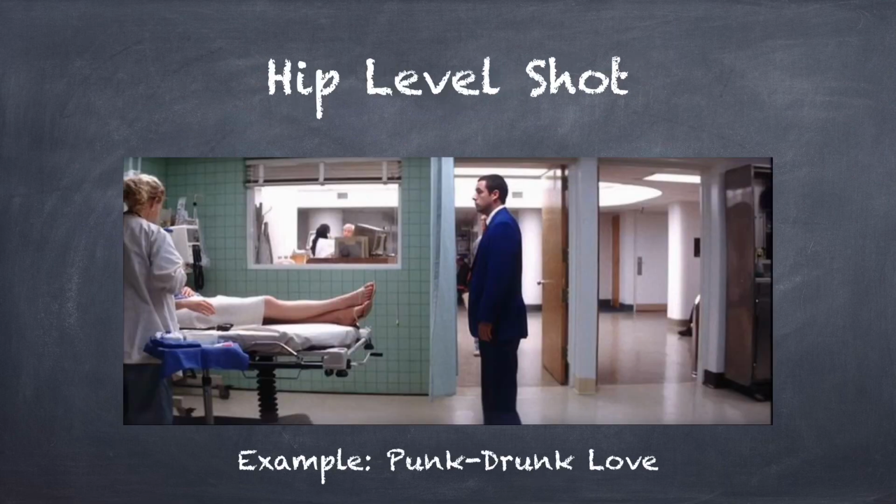A hip level shot is done when the camera films from the waist level, the hip level. This camera shot is normally used when a person is standing and a person is sitting. At the waist level, you can see all the characters from that angle. Also, a hip level shot is useful if you want to film an action that is done near the hip level, like taking out a gun, or taking something out of the pocket. So that is a hip level shot.